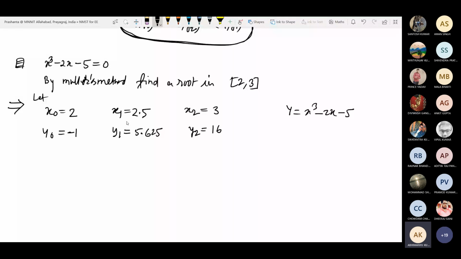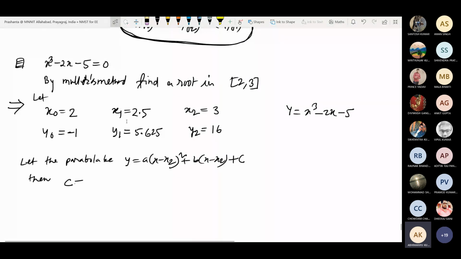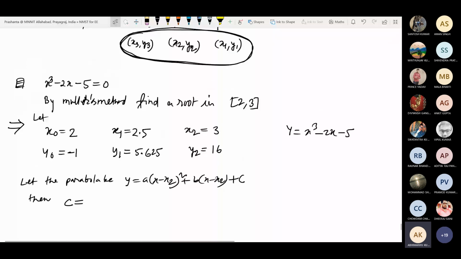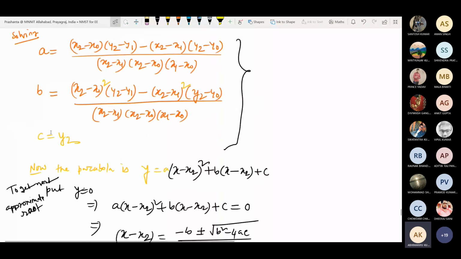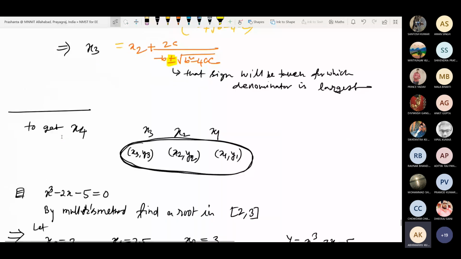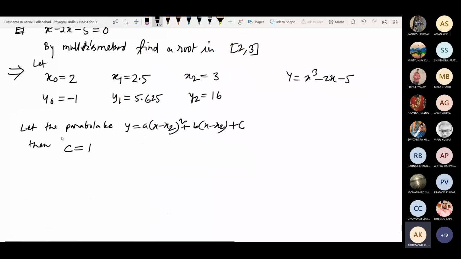What is c? So let the parabola be y equals to a into (x minus x2) whole square plus b into (x minus x2) plus c. Then what is c? c is y2. If the equation of the parabola is this, then what is c? Just look, c equals to y2. So what is y2 here? 16.